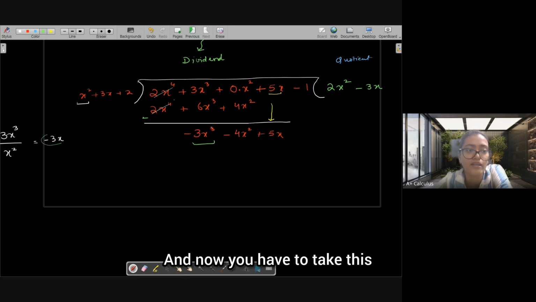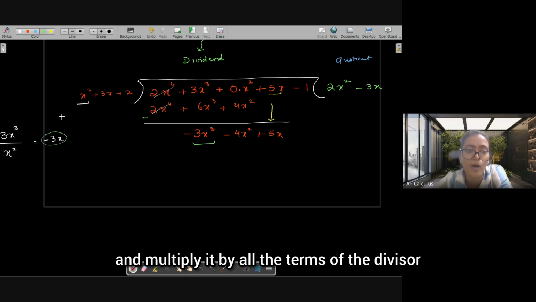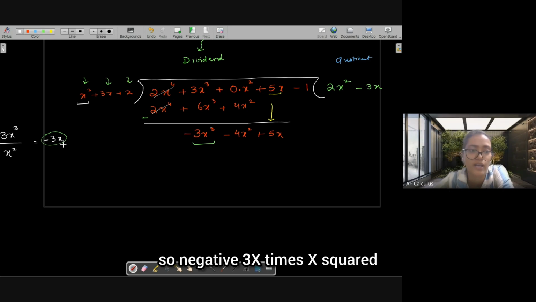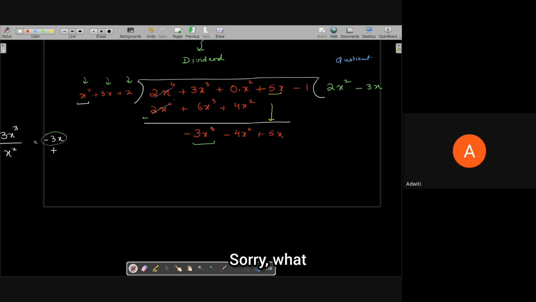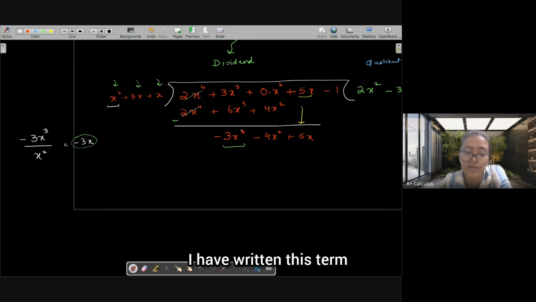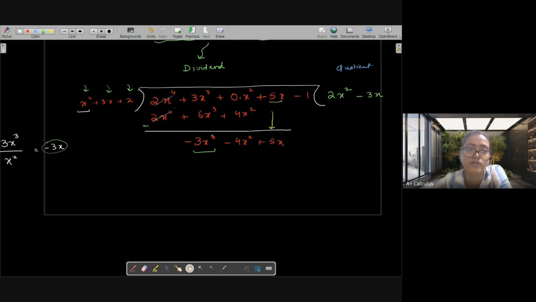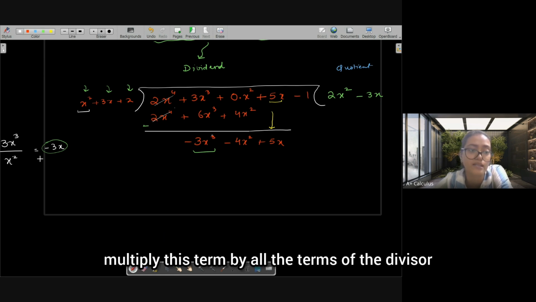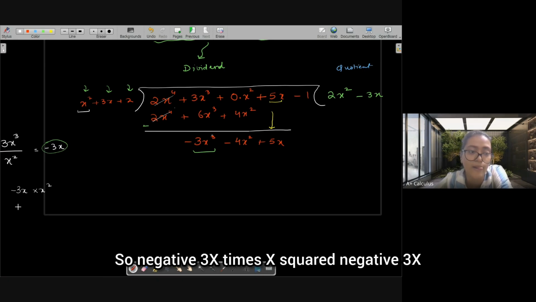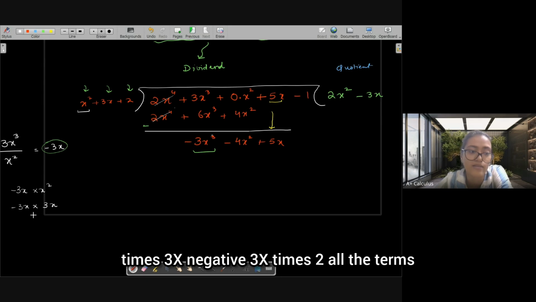And now you have to take this and multiply it by all the terms of the divisor. So negative 3x times x squared. Yeah, so now we will take this term. I have written this term here in the question. And what was the next step after this? We multiply this term by all the terms of the divisor. So negative 3x times x squared, negative 3x times 3x, negative 3x times 2, all the terms of the divisor.